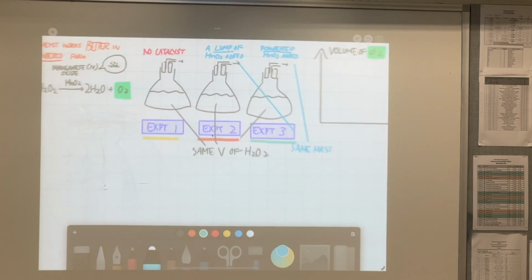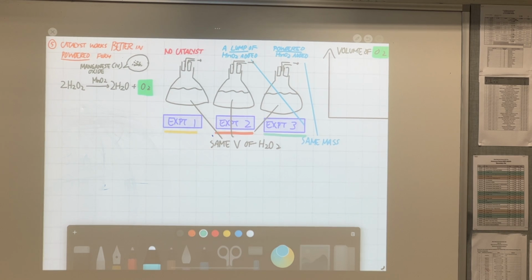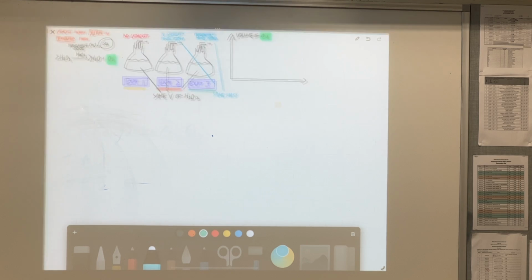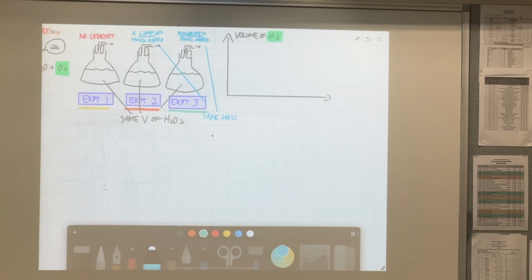The volume should be the same. How much oxygen gets formed depends on what? The amount of reaction. How much reactant is there? Did I change the amount of reactant? No. So therefore, can you draw this there? And maybe let's look at the first part first before we draw the graph.